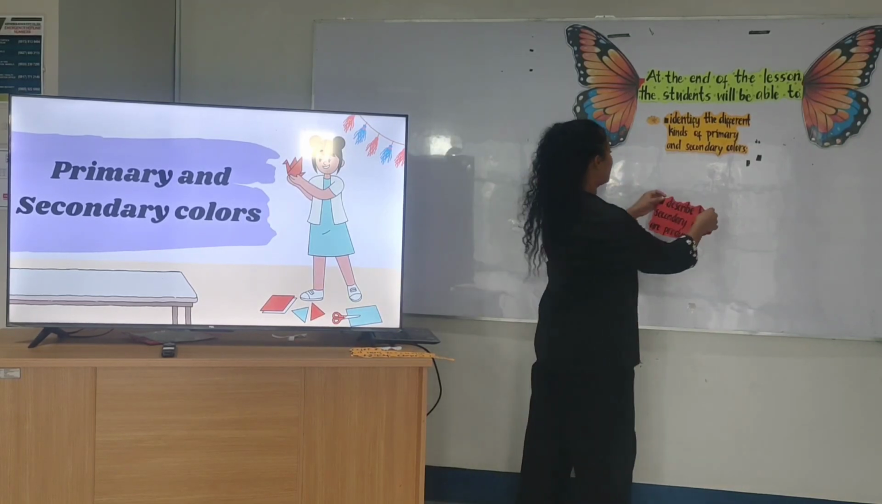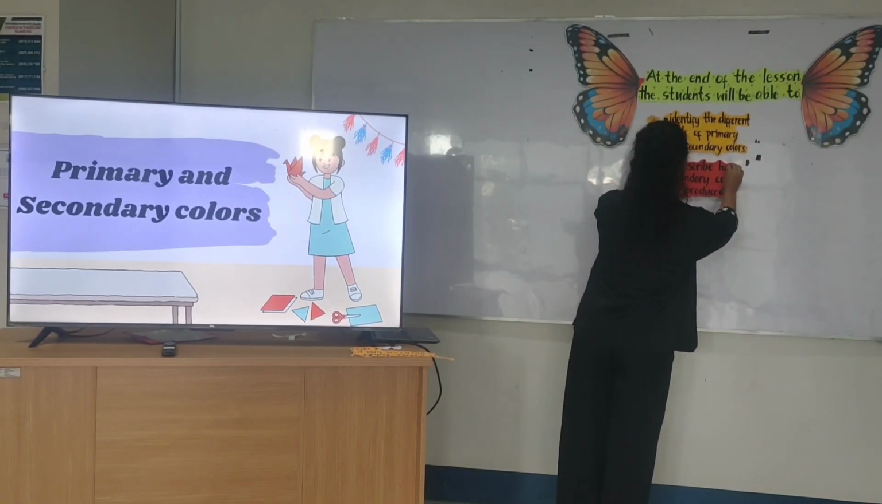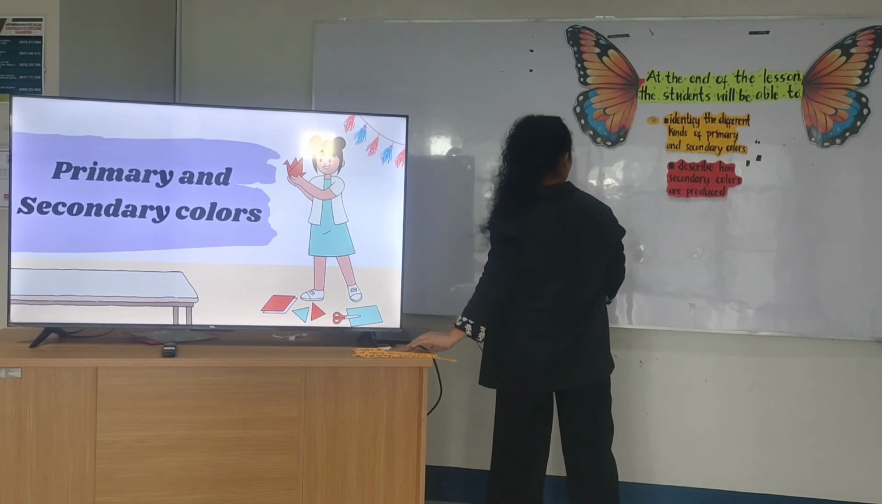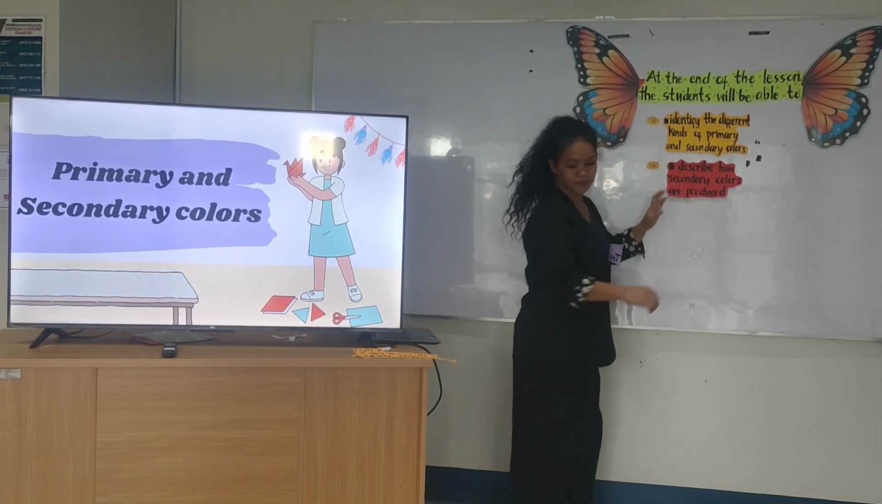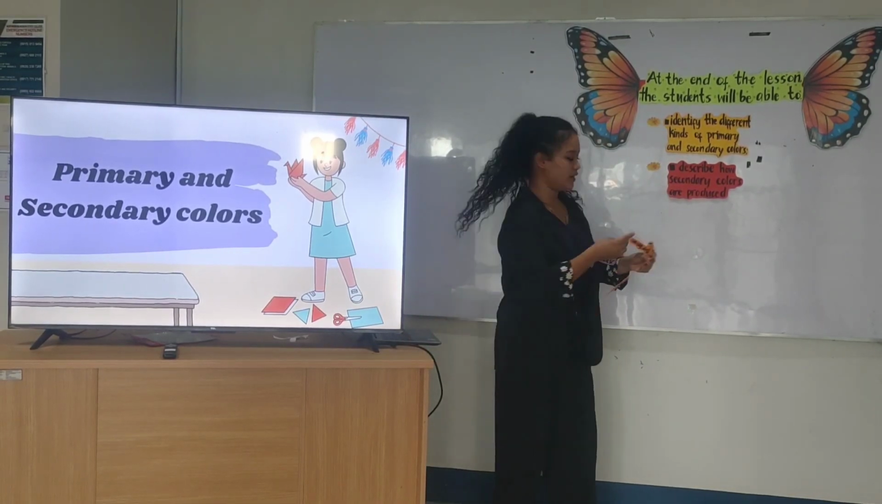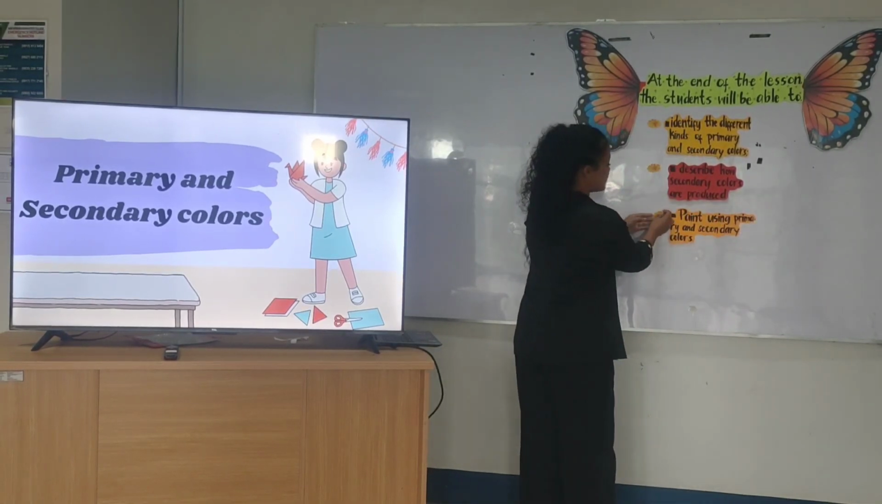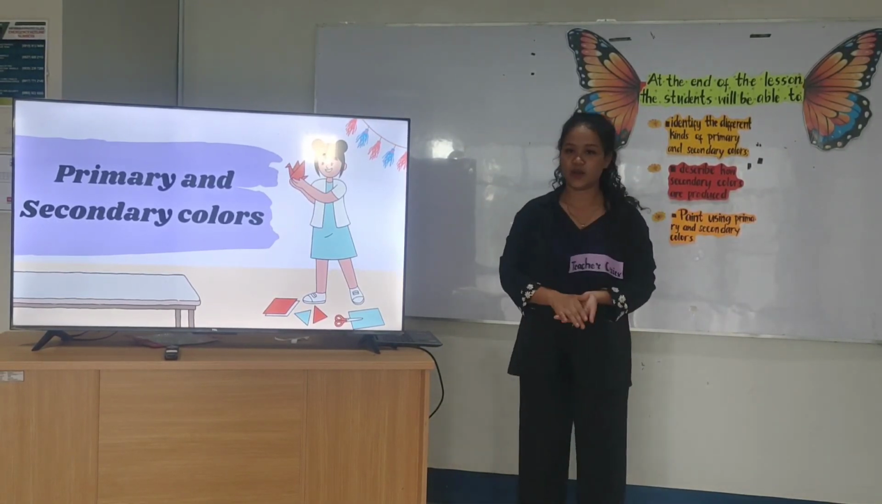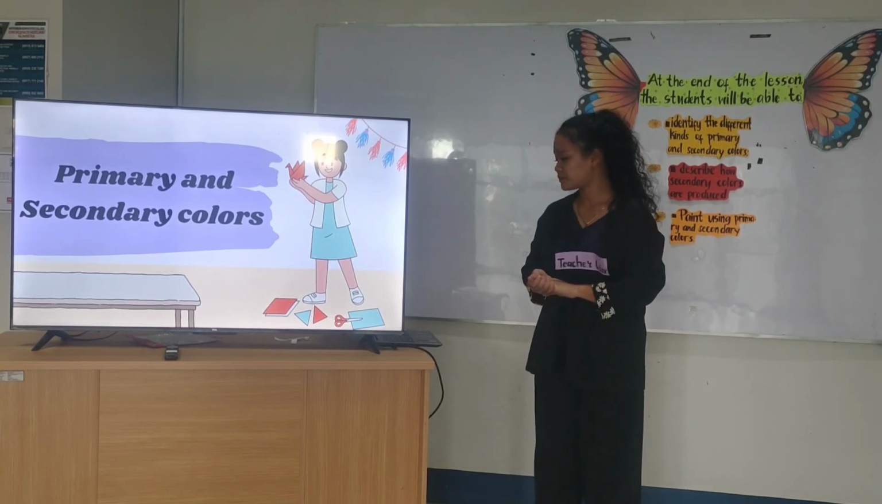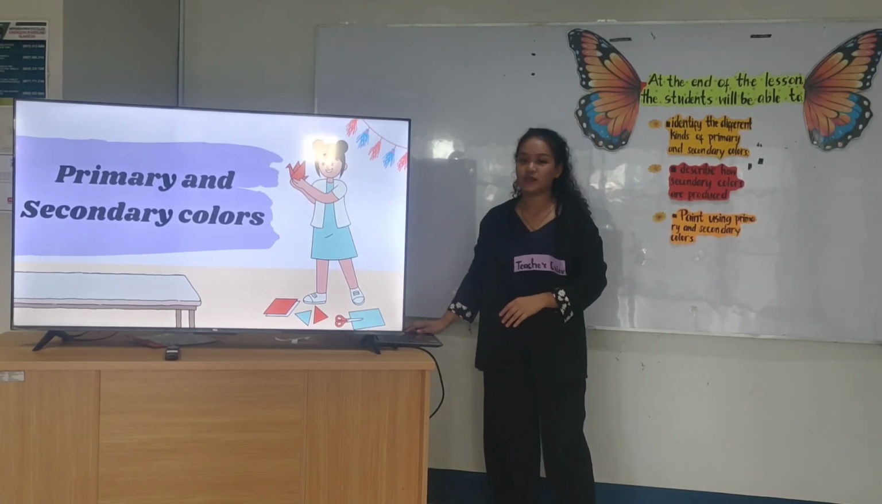Second is describe how secondary colors are produced. The third one is paint using primary and secondary colors. So now, let's start with our lesson.